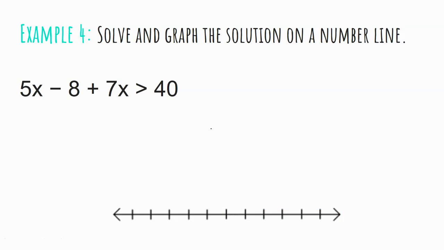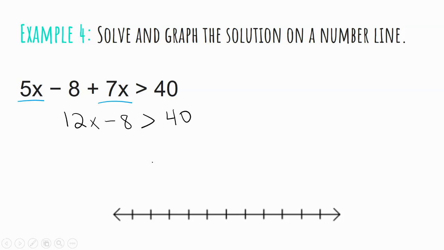All right. So this one's a little trickier. Not much trickier, but a little trickier. And the only reason why is because before I start solving, I need to combine some like terms. So if you notice, just looking, I've got 5x and 7x on the left-hand side. And remember, if the variables match, I can put those together, right? So what I'm going to end up with on the left-hand side is 12x minus 8 is greater than 40.